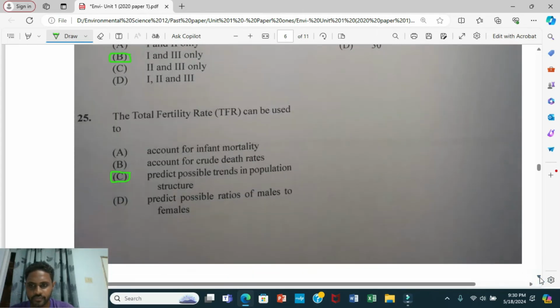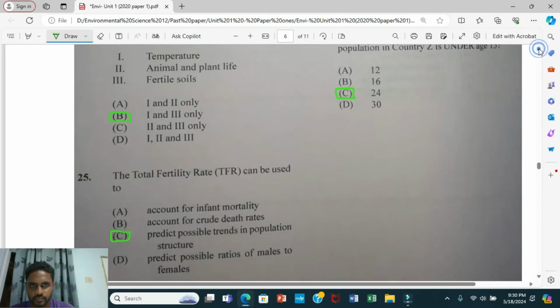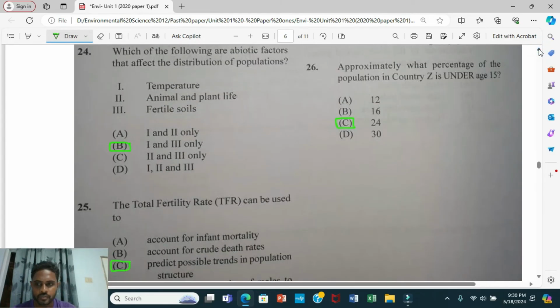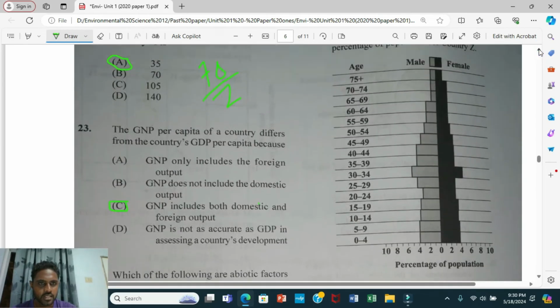25. The total fertility rate can be used to, and the answer would be C, predict possible trends in population structure. Of course, fertility rate is referring to birth rates, all the births that happen. It focuses on the children that are born, and of course, that would influence population size. All right, 26.